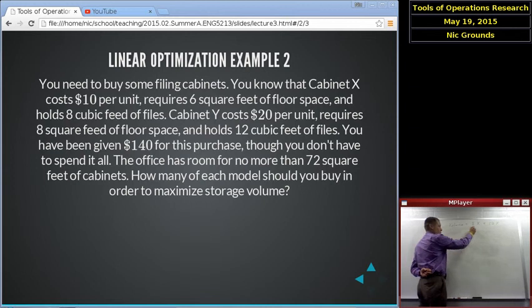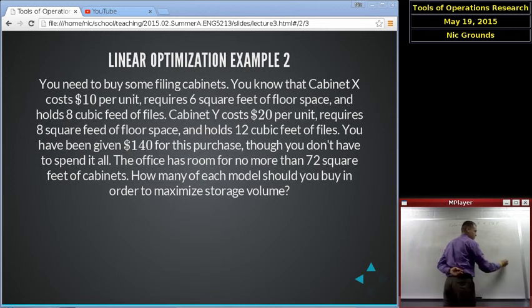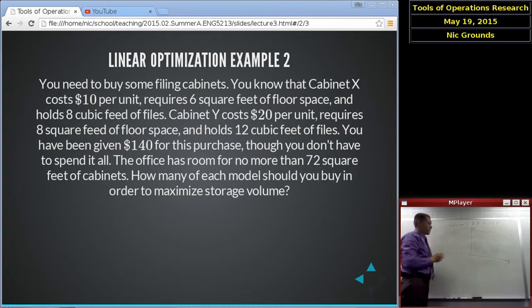Okay? So we're going to create a space, X and Y, that's going to be constrained in some way. So what are our constraints? Well, first we have a price constraint. Every X cabinet costs 10, so 10X. Every Y cabinet costs 20, plus 20Y, must be less than or equal to 140. We can't spend more than $140, and it's $10 for every X cabinet, $20 for every Y cabinet.